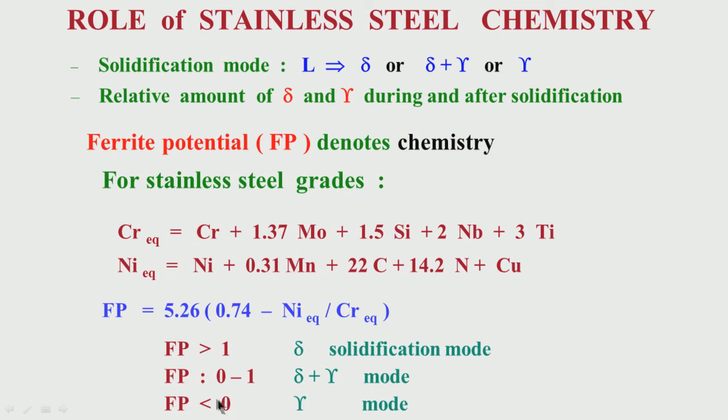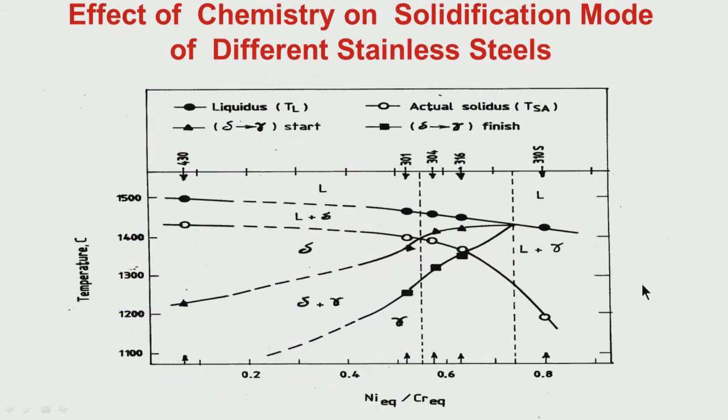So, more than 1 is delta, between 0 and 1 is delta plus gamma, and less than 0, that means it is negative, it is gamma mode of solidification. That means as the ratio between nickel equivalent and chromium equivalent is increasing, we are coming to more and more austenitic solidification. That is the whole idea. Thank you very much.